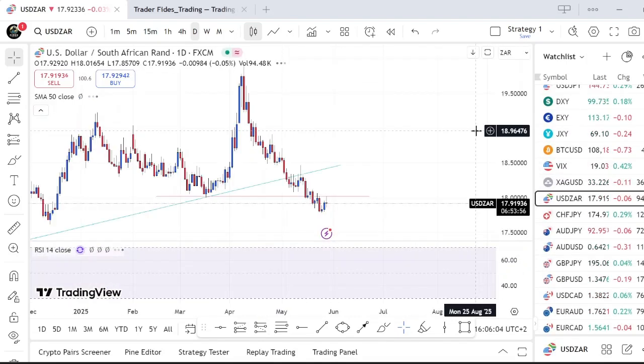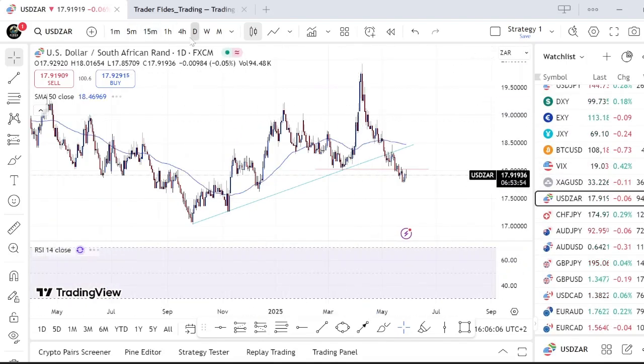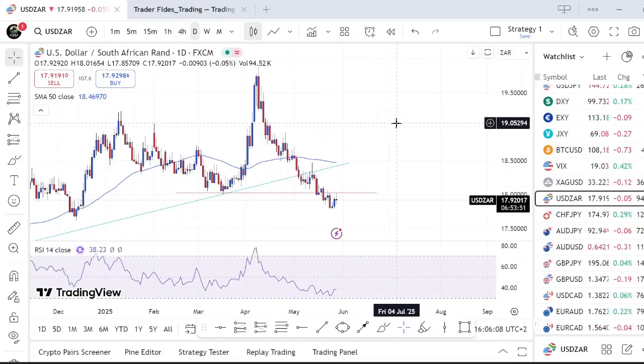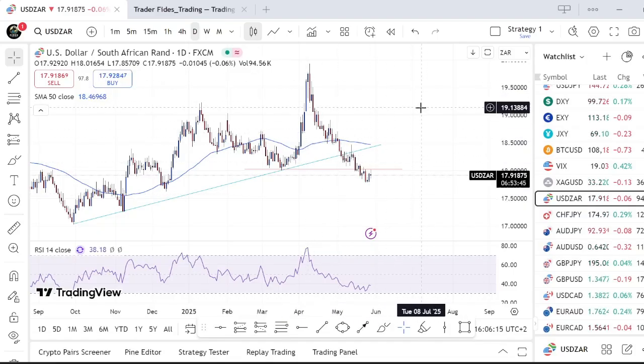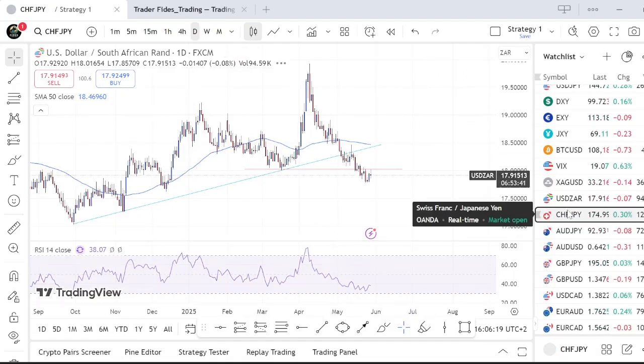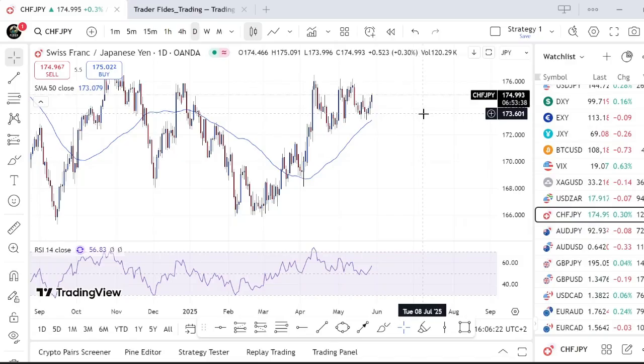Taking a look at some other currency pairs. The USD ZAR seems to be doing very well at the moment, making some very strong bearish moves, while the dollar is seeing weakness. Despite the dollar strength coming in, it seems that ZAR is holding its own. So clearly a lot of strength coming in for ZAR, which is great to see for the time being.